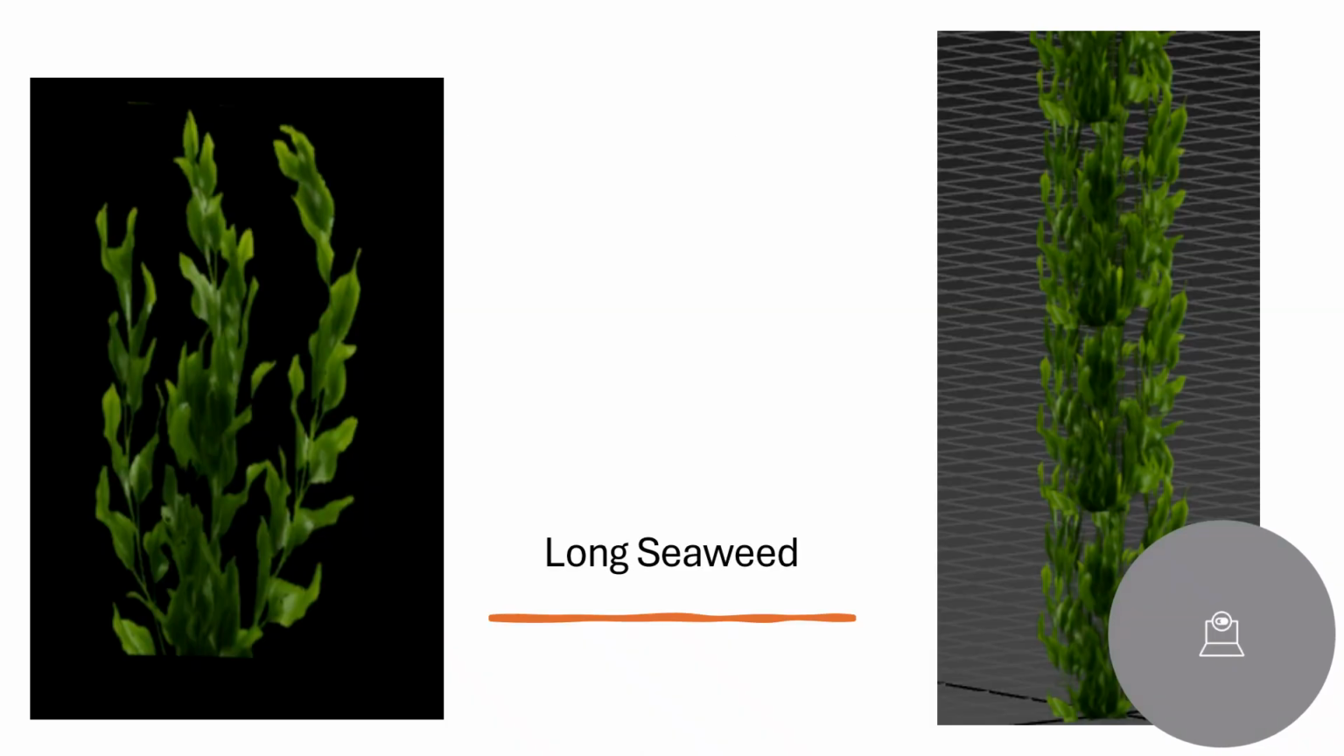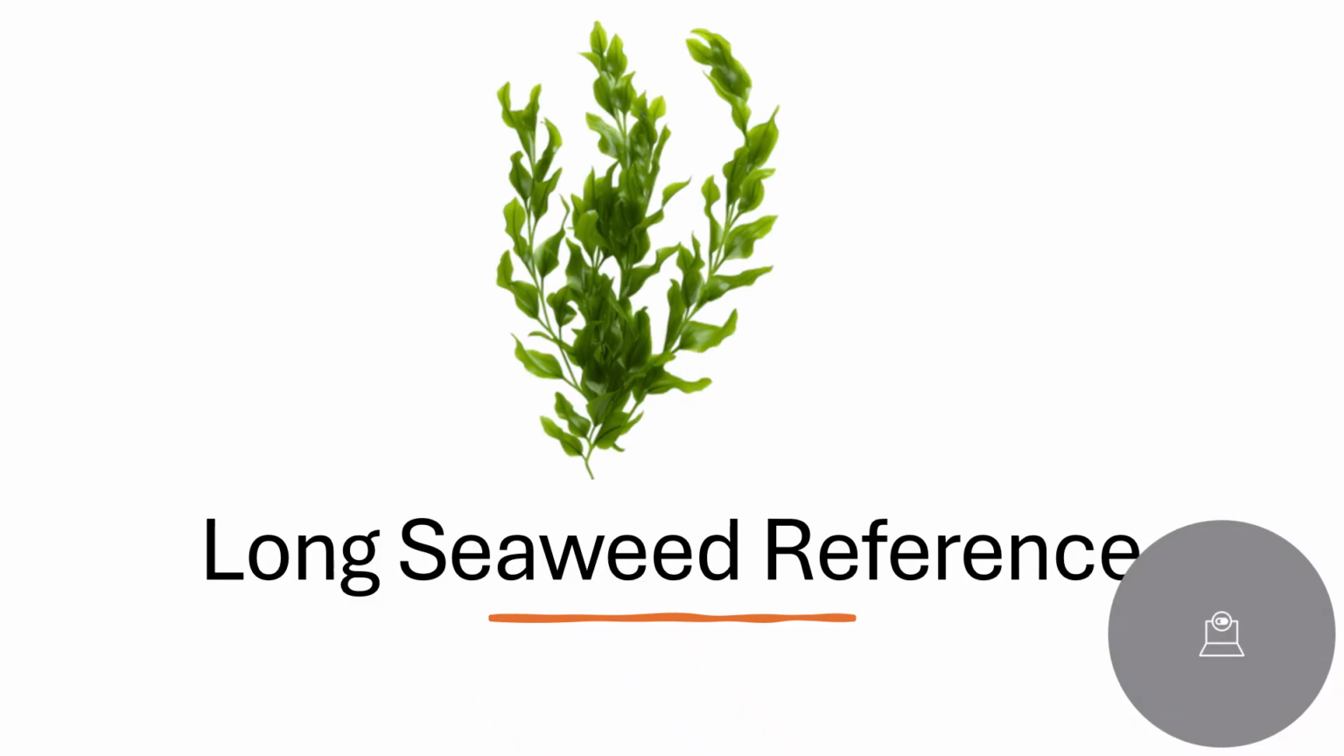Now the second one is long seaweed. This is the length that you see when you see big strands that go from the surface all the way to the ground. On the left is a single strand that I made, and then on the right is when I combine them into four cross quadrants and stack them on top of each other. And this is once again the reference I used to make the seaweed.